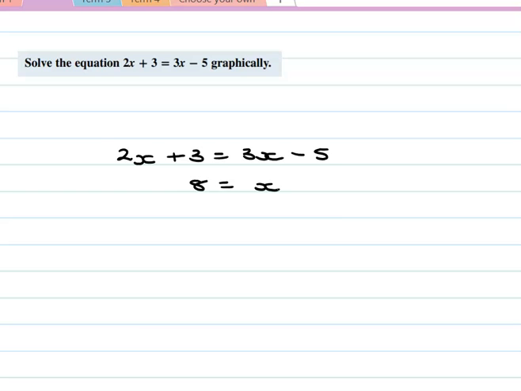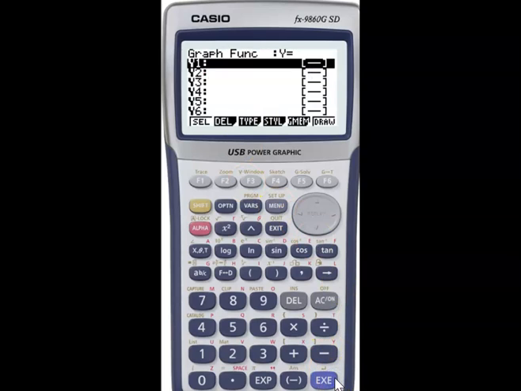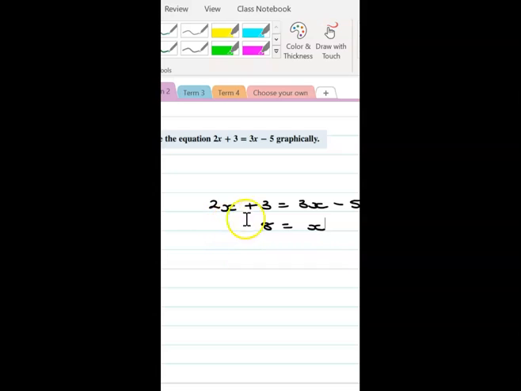So let me just open that calculator up. In the calculator, we go to the graph menu and press EXE. When we open the graph menu, we get y1 equals, y2 equals, and so on. This allows us to put in some graphs. Now, going back to our equation, 2x plus 3 equals 3x minus 5, we can't put that in like that because it doesn't have a y equals.